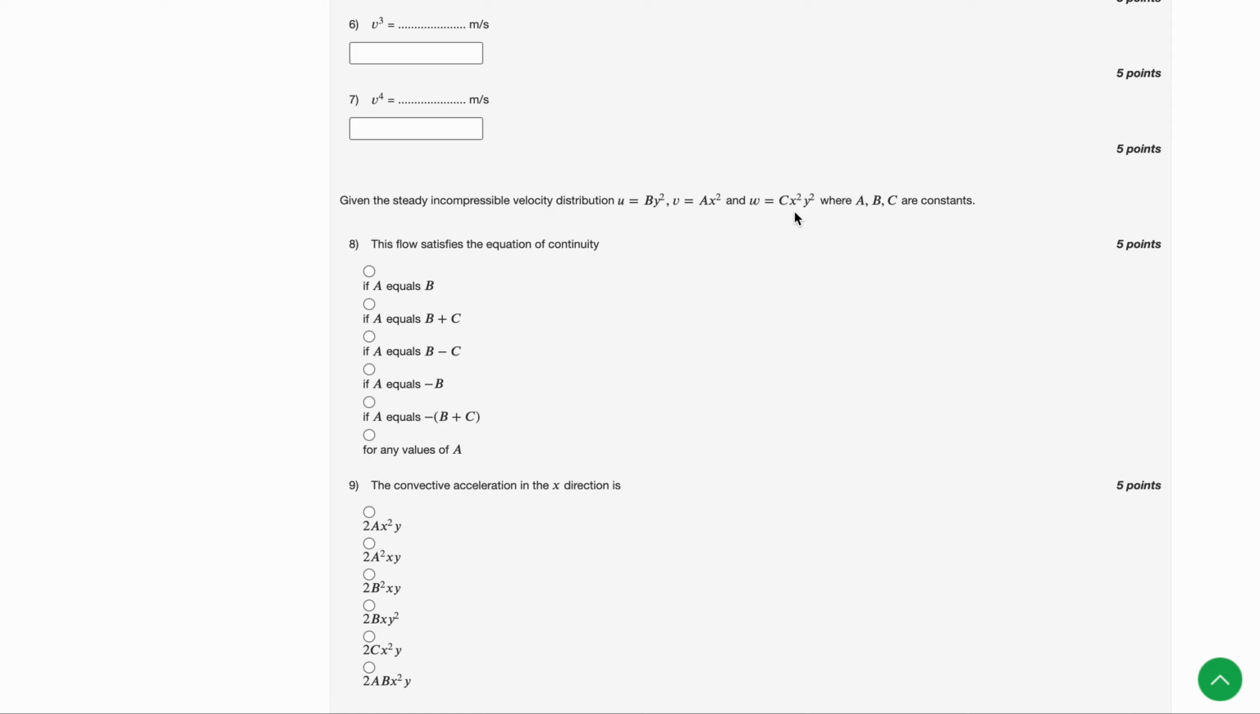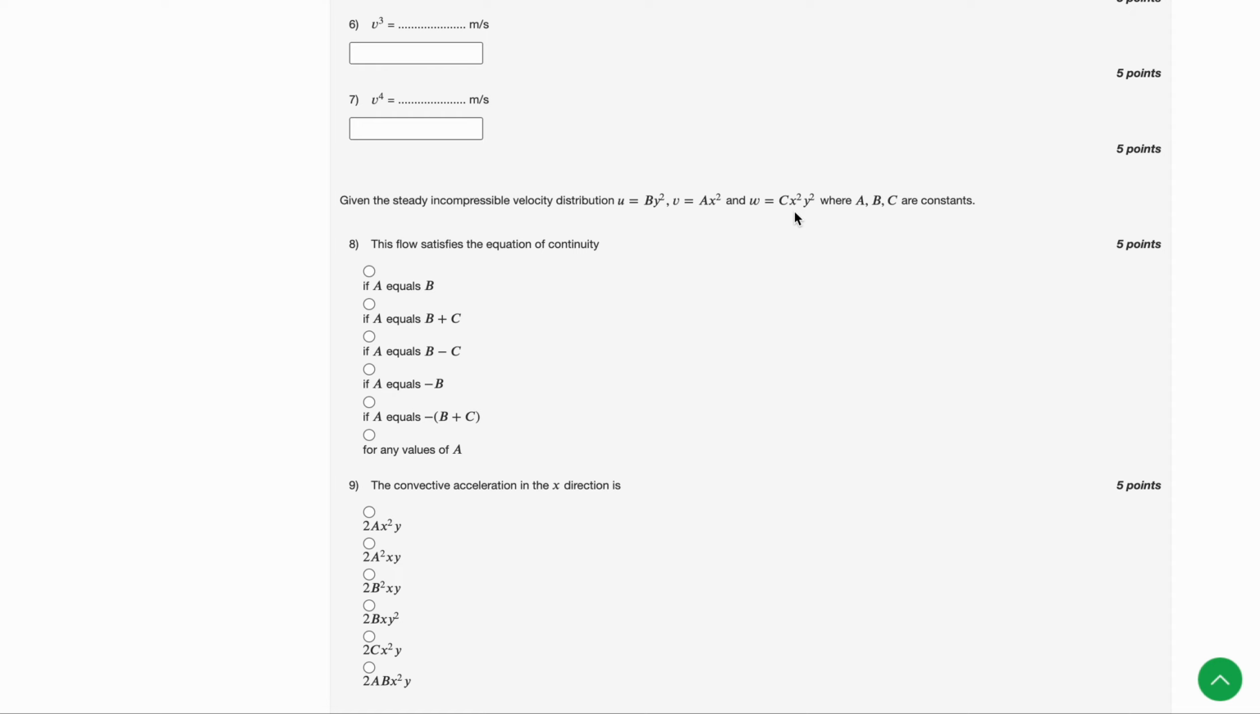Can someone try to solve it? So what is my criterion for satisfying the continuity equation? In this case the density is constant, for a steady incompressible flow. So for an incompressible flow, the continuity equation, if I expand it, is dou u by dou x plus dou v by dou y plus dou w by dou z is equal to 0. Okay, this is the continuity equation form.